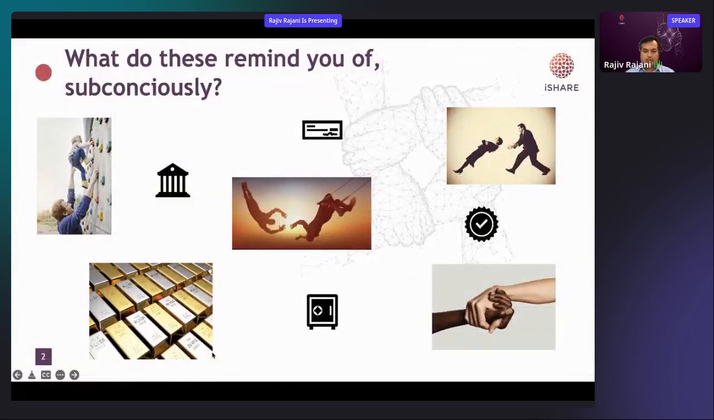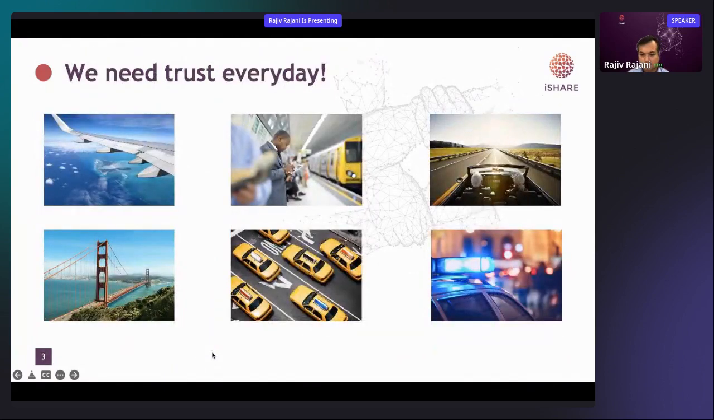So let's begin. What do these images on the screen remind you of subconsciously? It's basically trust. We use trust every day. We need trust every day. We rely on so many services which are operated by so many different people. We completely rely on them for our day-to-day life.